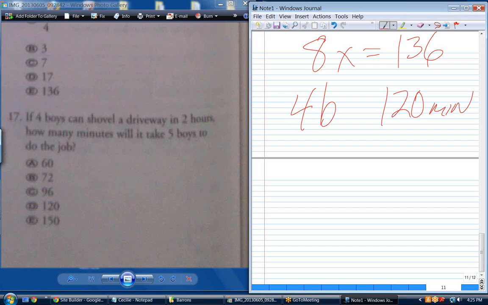I mean, 120 divided by 4 is equal to 30 minutes. Okay. The other way we could do this is if 4 boys take 120 minutes, what does 1 boy take?